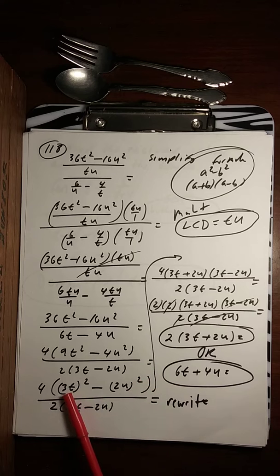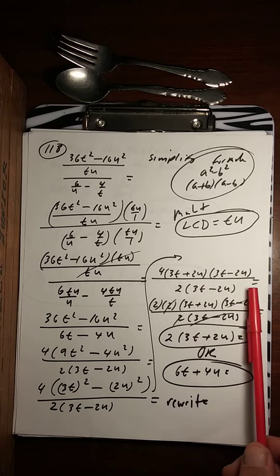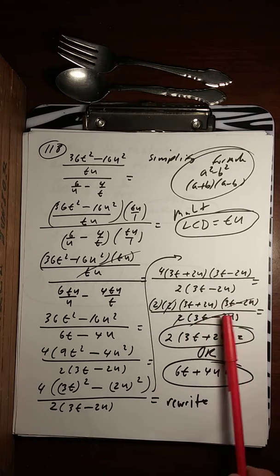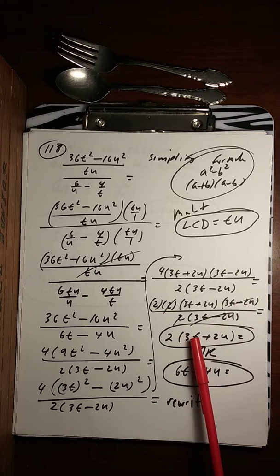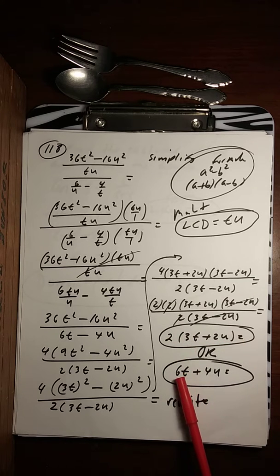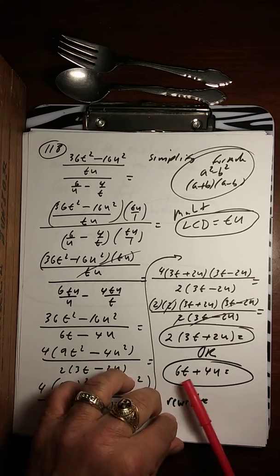Squared. And this is going to be 3t plus 2u, 3t minus 2u. So now we see that 4 is 2 times 2, and we're going to cancel this one and this one. One of the twos goes away, so we're left with 2 times 3t plus 2u. Multiply it out: 2 times 3t is 6t, and 2 times 2u is 4u. So 6t plus 4u, that's it.